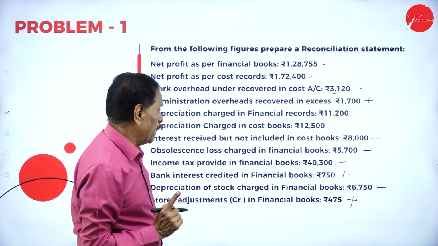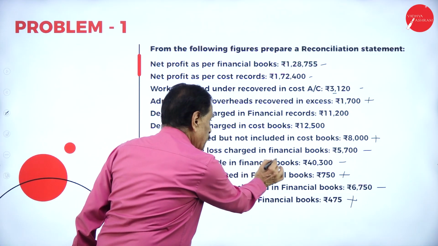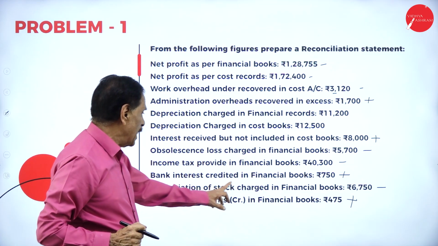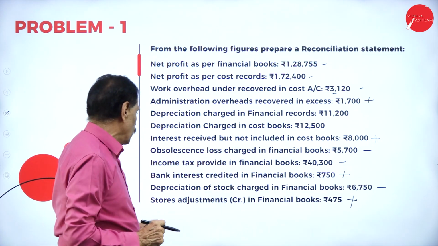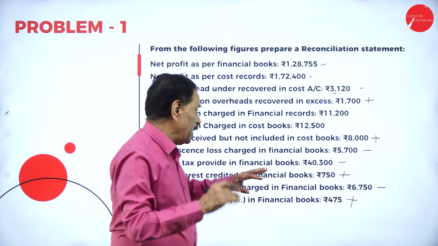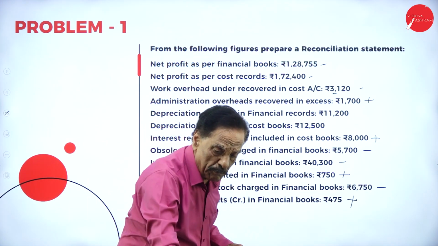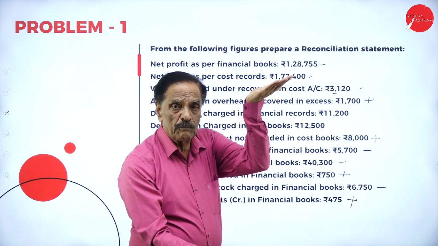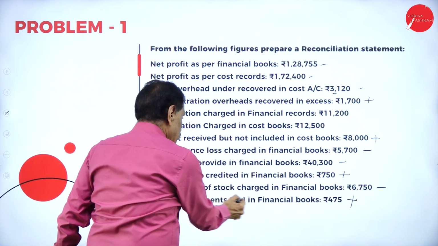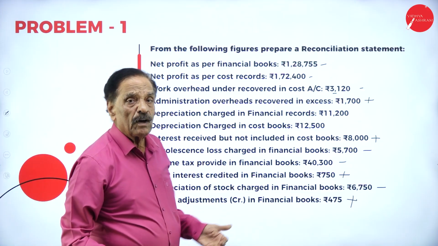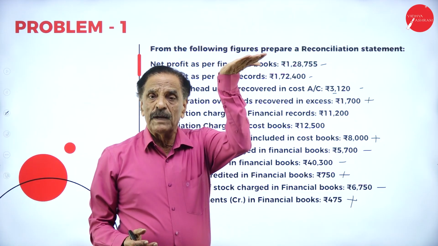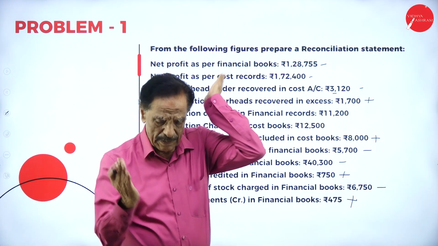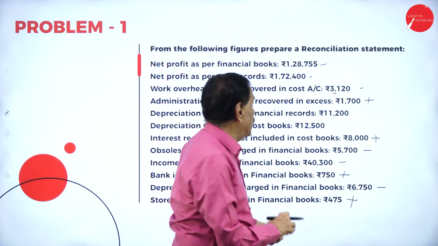This is an important point. Then income tax provided in the financial book. Bank interest credited in the financial book. Deficient stock charge in financial, what will happen? Financial book will become down. No entry in the cost book showing more. Financial book comes down, minus. Store adjustment credited in the financial book. What will happen to financial book? Will be added, deduct. Now, we'll go with the reconciliation.